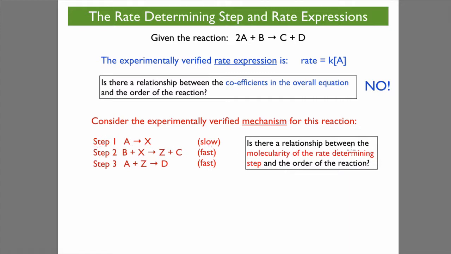So is there a relationship between the molecularity of the rate determining step and the order of the reaction? Well, the order of the reaction is 1, and look at this coefficient. There's only one of these. So you can see a link. The coefficient, if you had your little m there, it would say 1. And if you had your coefficient written out here, it would be 1. So there is a link.